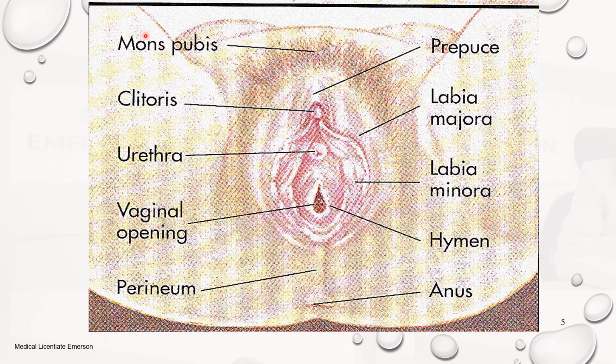So you have the mons pubis, which of course has hair during puberty. You have the prepuce of the clitoris, then the clitoris, the labia majora, labia minora, the hymen, the vaginal opening, the anus, the perineum. But remember, when we talk of the external female genitalia, we don't include the anus, of course. We just end on the perineum. So now let's look at the structures in detail.